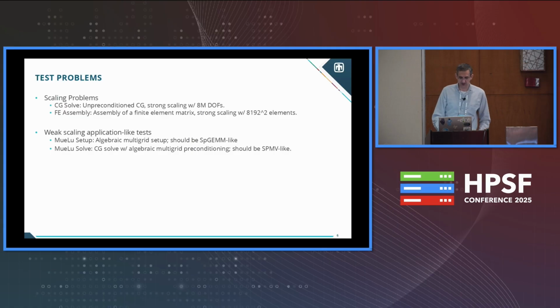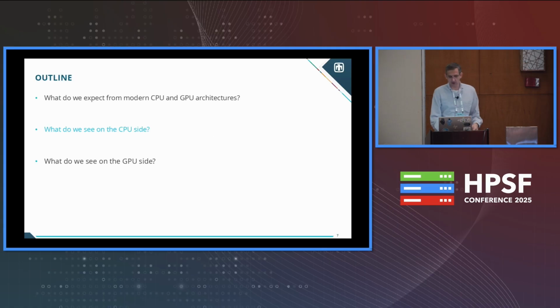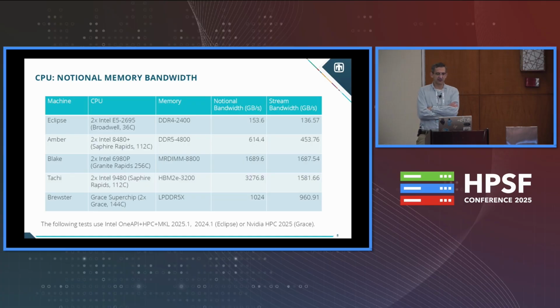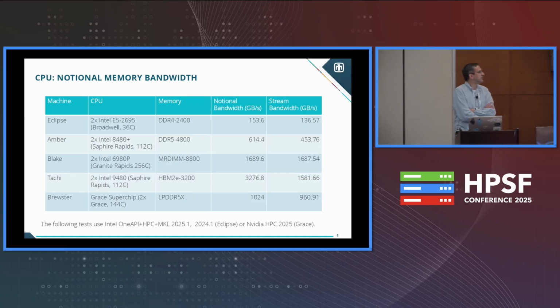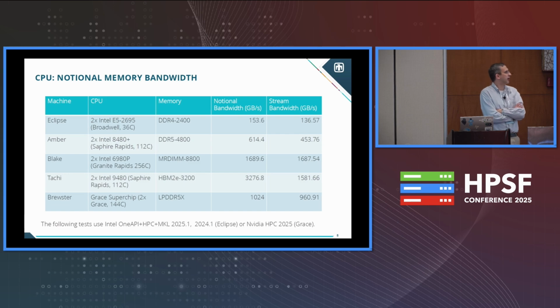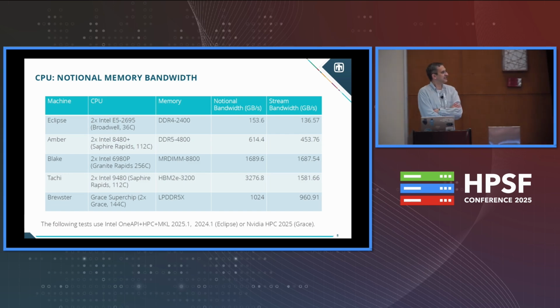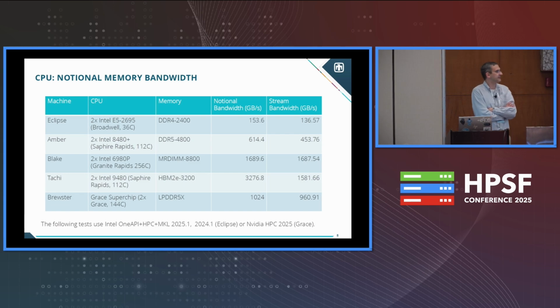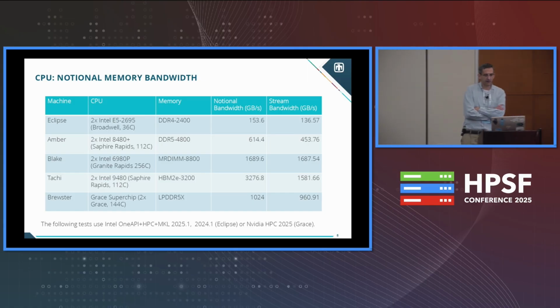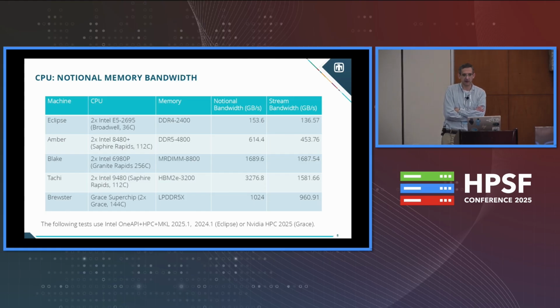And we're going to zoom in at a couple machines. So we're going to start on the CPU side. Here are the machines I'm playing with. I'm going to start with an older CTS1 machine that's Broadwell. It's Eclipse. And so that's 36 cores across 2 sockets. It uses DDR4. And it's got a notional 150 gigabytes a second worth of memory bandwidth. And if you run STREAM, you can actually get pretty close to that. The second one is Amber, which you saw earlier. That's Sapphire Rapids with DDR5. It's got like 4 times the memory bandwidth, although you can't quite get as much out of that in practice when you run STREAM.